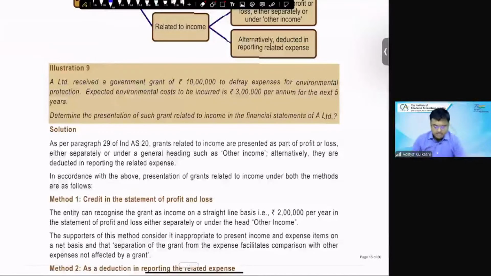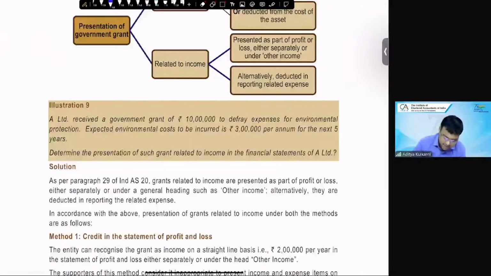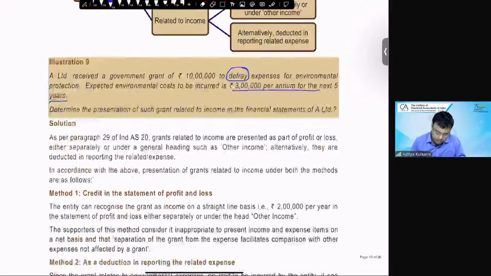A Limited, we'll just go through this illustration. A Limited received a government grant of 10 lakhs to defray. Defray means cash is provided to defray expenses for environmental protection. Expected environmental cost to be incurred is 3 lakh per annum for the next 5 years. How am I going to present? Two options. First one, I will credit 2 lakhs each year for 5 years. So 10 lakh divided by 5, 2 lakh per annum. And I will show 3 lakh per annum as the environmental cost.